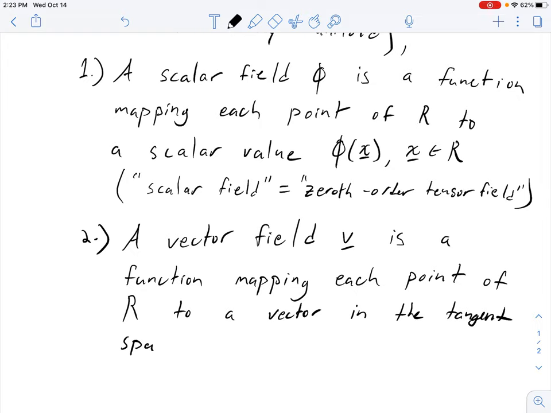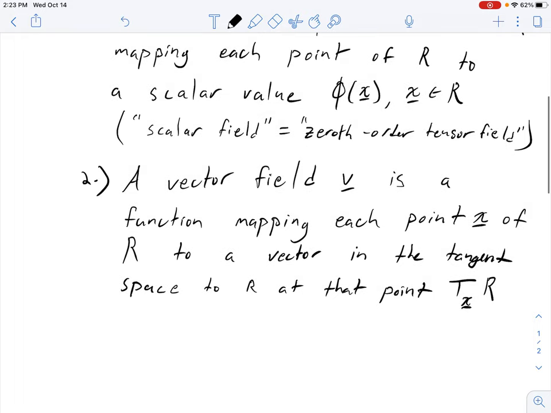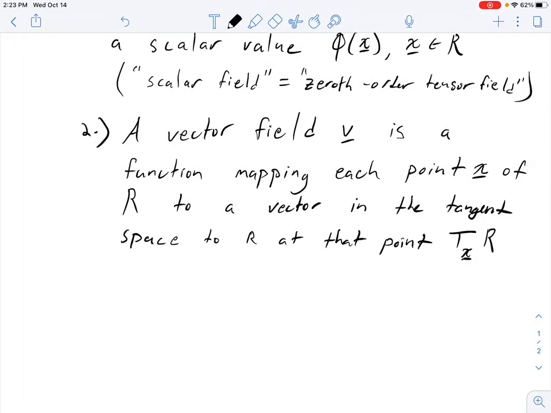Say each point. So we denoted T sub X of R the tangent space to R at X. So like I said, that's simple enough if R is a subset of or equal to Euclidean space, but there's some particulars if it's just generally a manifold.